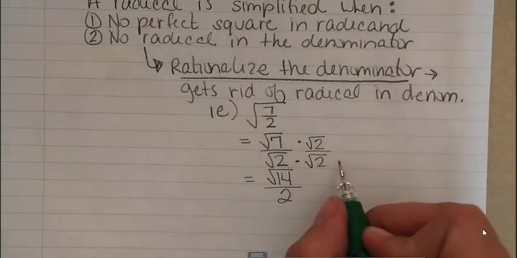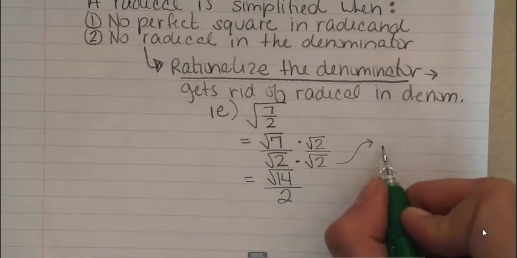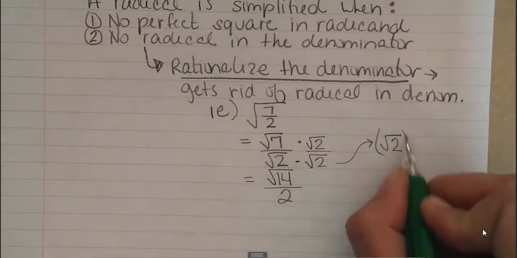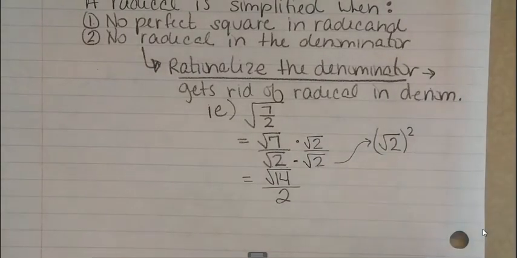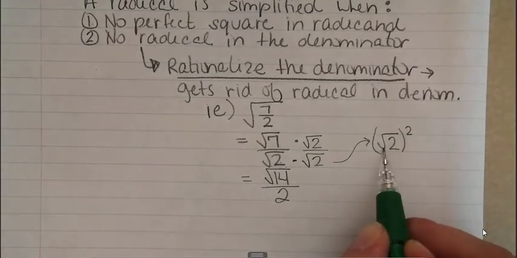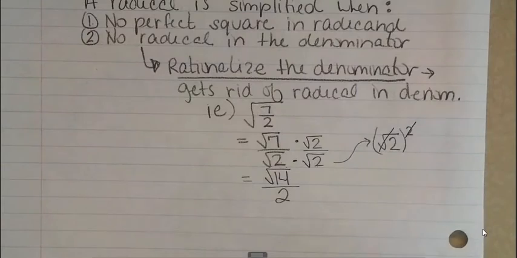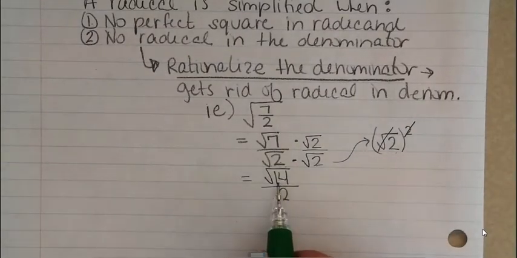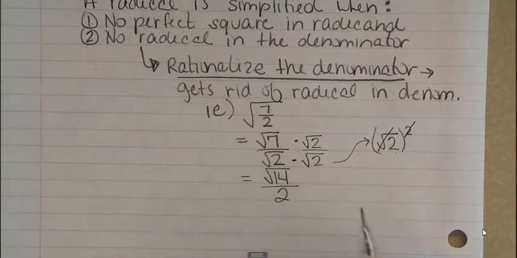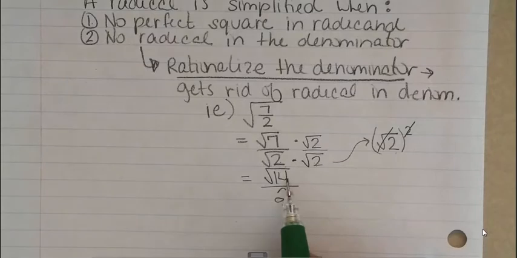So let me write that on the side. This is really the same thing as the square root of 2 squared. Well, what is an exponent and a radical? Those are opposites, right? So they cancel each other out, and you're just left with the 2. Now again, the square root of 14 is not 14. It's some number between 3 and 4. So we cannot reduce here. So you'll just be left with this.